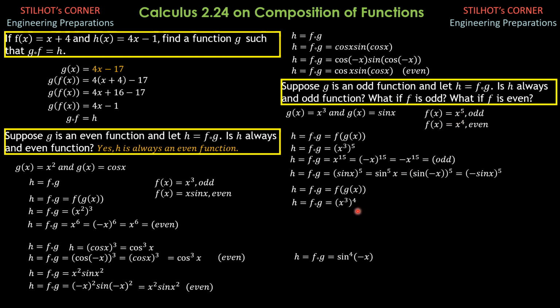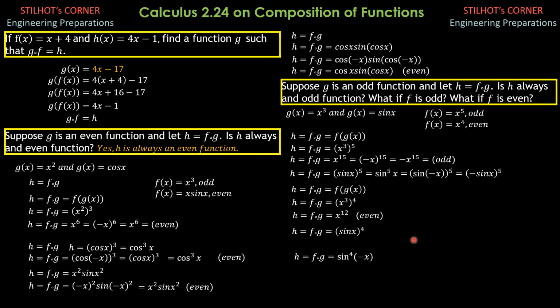So we have x cubed to the fourth when f is even. So that would be x to the 12. And replacing x by negative x, it still remains x to the 12. So that's why it is even, not because of the exponent, but because when we replace x by negative x, the original function h will be unchanged. So that's why it is even.